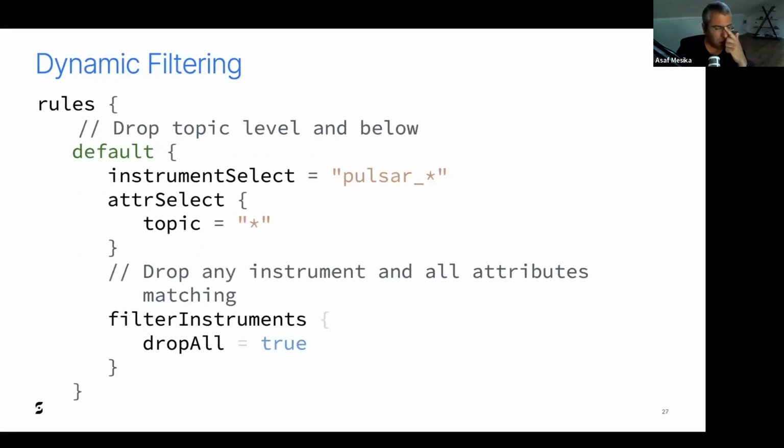Let's have an example. This is the default rule, and I want to drop by default all topic levels and below, like producer, consumer, subscription. So how do we do that? I decide to apply this rule to all the instruments that begin with Pulsar and all the attribute sets that have a topic attribute. That basically is the topic level and producer and consumer level, right? They have that topic attribute. Group and namespace don't. And what do we do with it? We drop them all, so basically we remain with the group and namespace level.